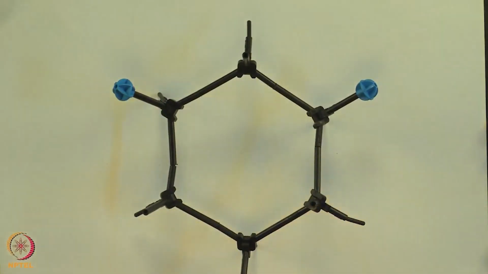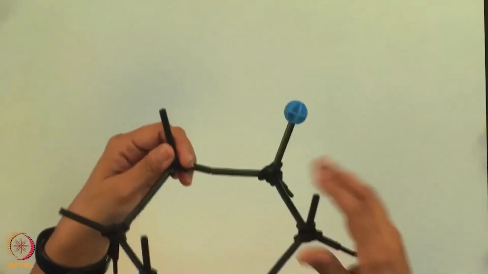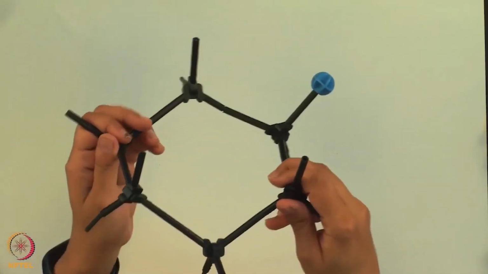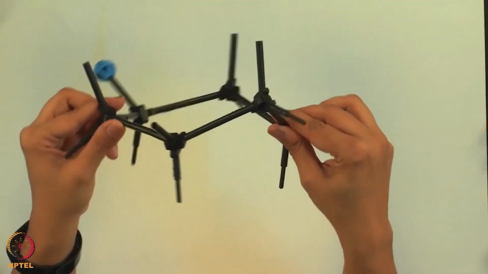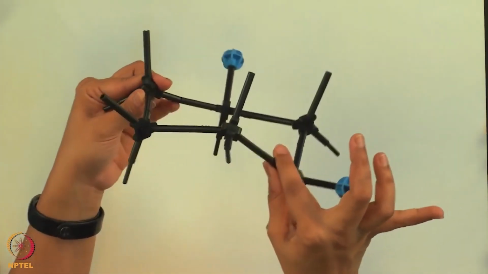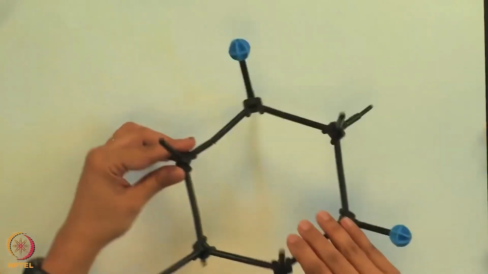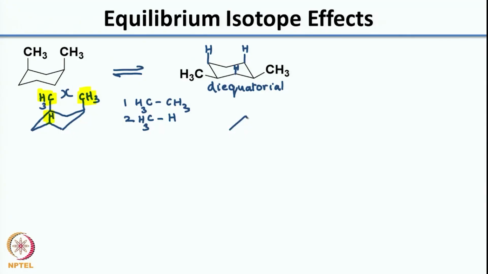Now, what are the elements of symmetry here? So, when you look at this molecule, let us again look at the chair form. When you look at the chair form, are you able to see a plane of symmetry? So, I will draw it here. If you look at both of these molecules, so if you have methyl, methyl, what you see is you have a plane of symmetry here.